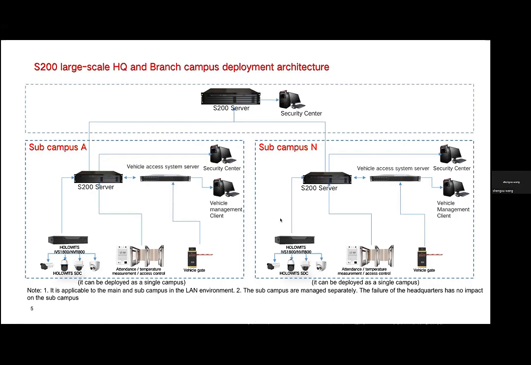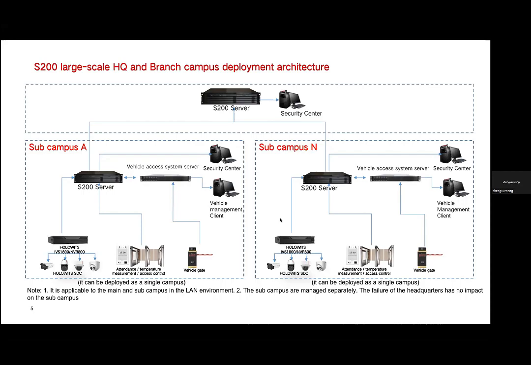So it can be deployed as a single campus. It is separated from the other subcampus. That means it is a closed loop in the subcampus A. So you could set the organization, configure the user authentications here, and the users or the security guard here in the subcampus could log into the S200 server in subcampus A, and do the live video playback, PTZ control, and something like this.